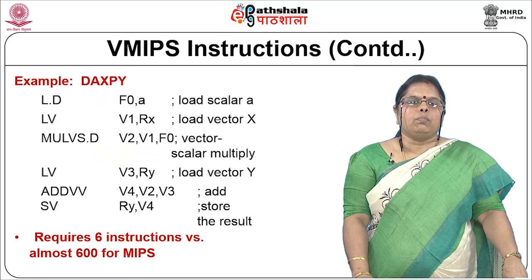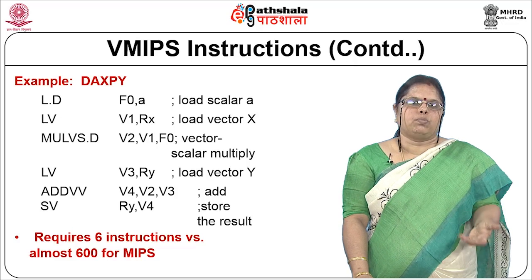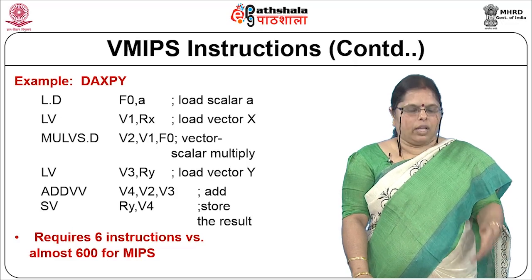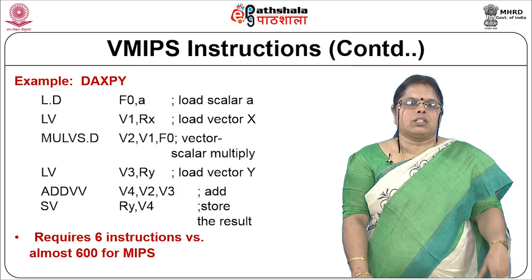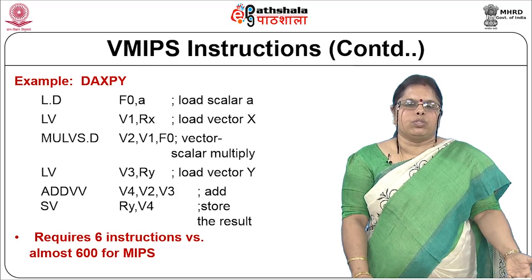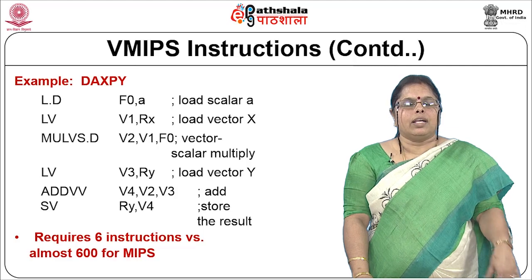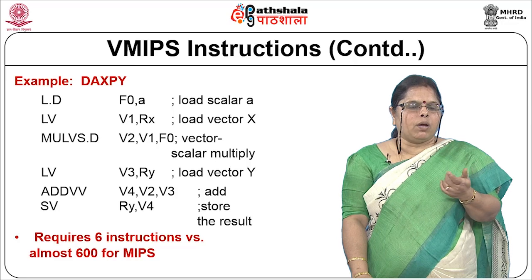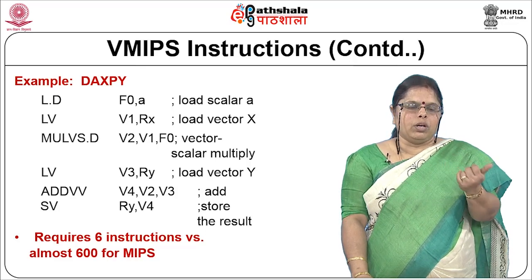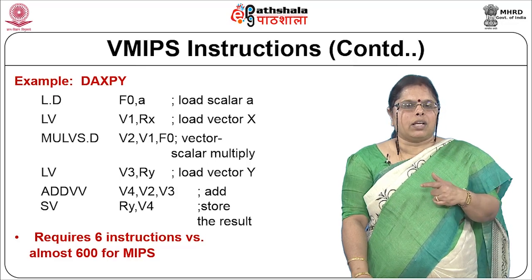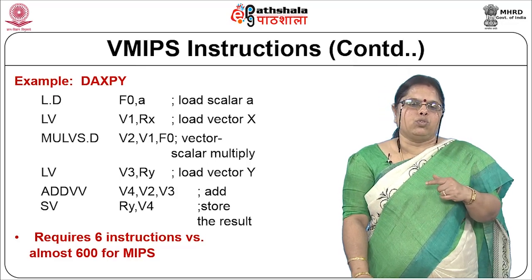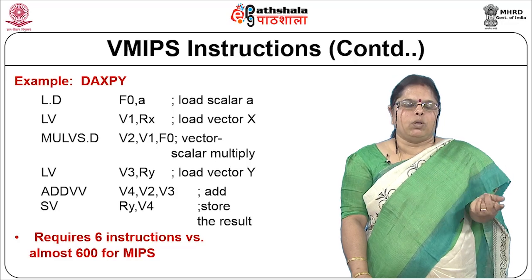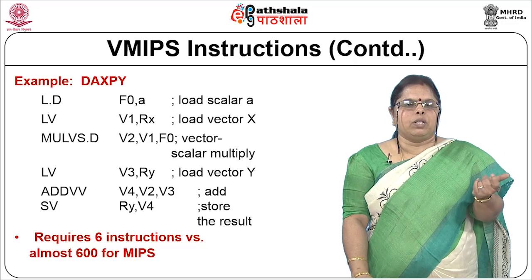To give you an example of how these instructions can be used, we look at our popular DAXPY loop where you have to do aX plus Y. The first instruction loads a scalar value into a scalar register F0. The second instruction is a vector load instruction which loads the vector from the address pointed to by Rx. The first data will be loaded into the first part of your vector register. The stride length is normally assumed uniform here, so the next data will be loaded into the second element space, and so on.